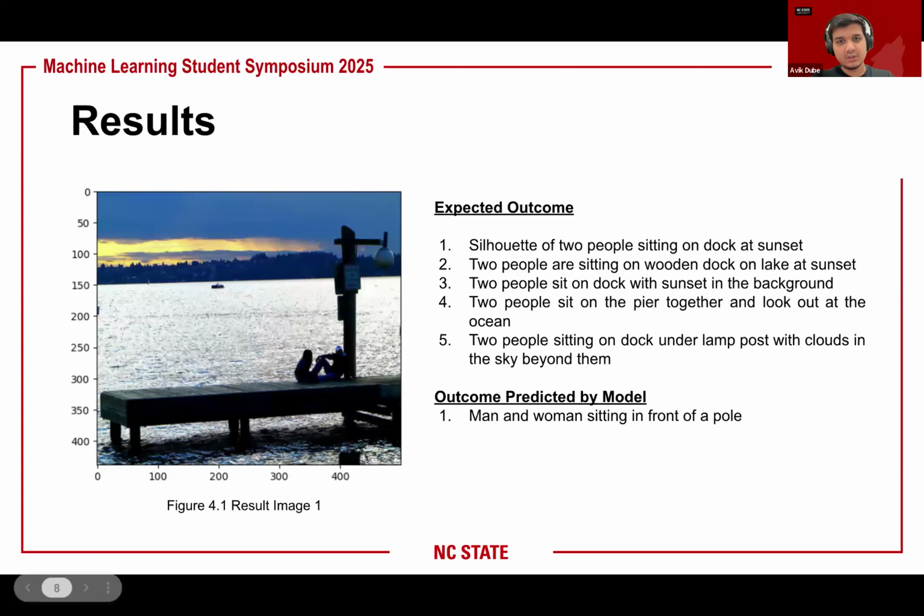Moving on to results. Here you can see there's a dog and water behind, and two human beings are sitting on the dog, and this is the basically expected outcome. Now, what did our model generate? Our model said a man and woman sitting in front of a pool. It is imperfect because it's not able to detect water yet.